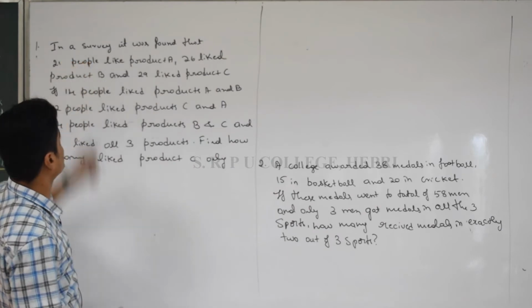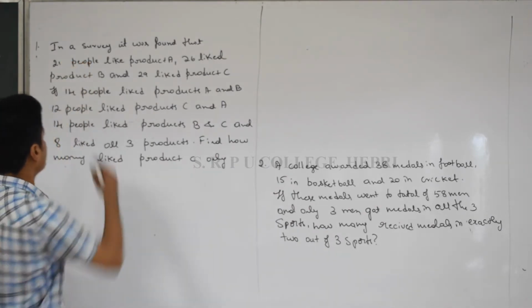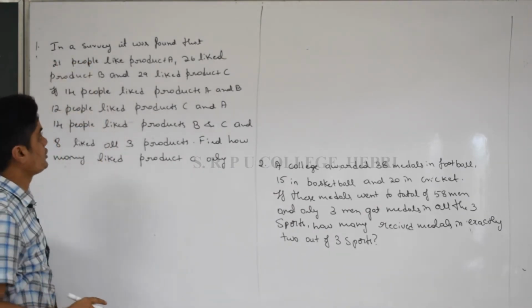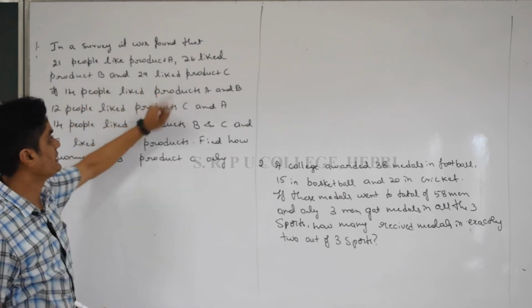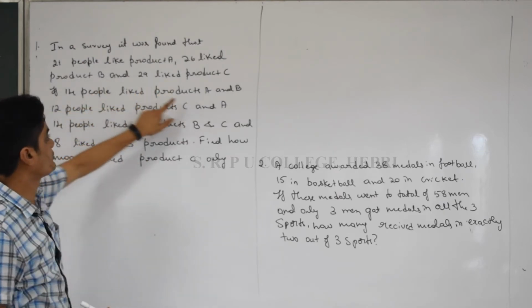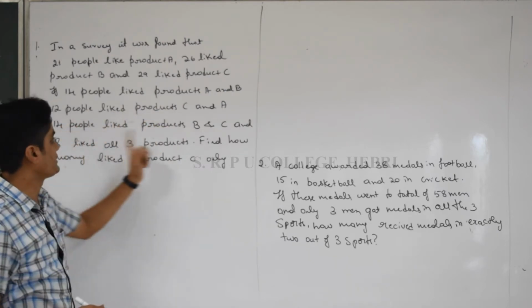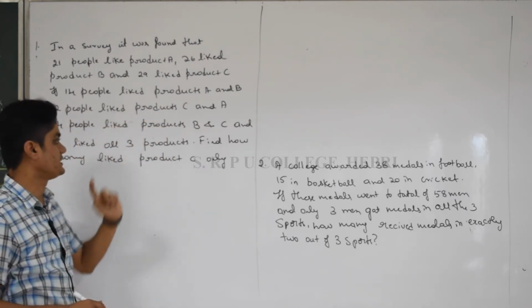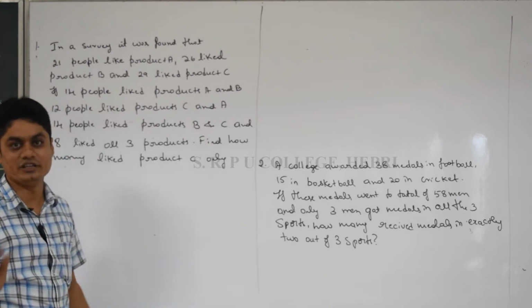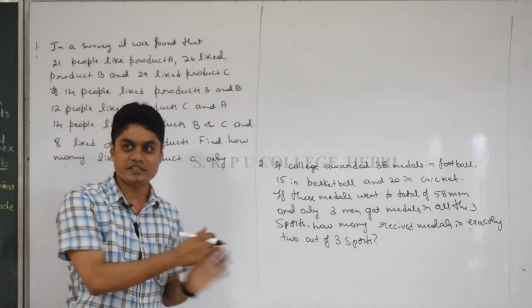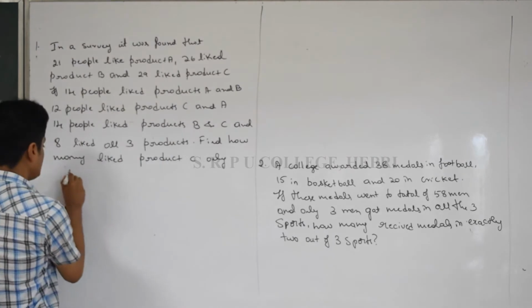Question is like this. In a survey it was found that 21 people like product A, 26 like product B, 29 like product C. If 14 people like product A and B, 12 people like product A and C, and 14 people like product B and C, and 8 like all the 3 products. Find how many like product C only. See, if you observe, it is the same as the last problem. So you have to first write the 3 sets.